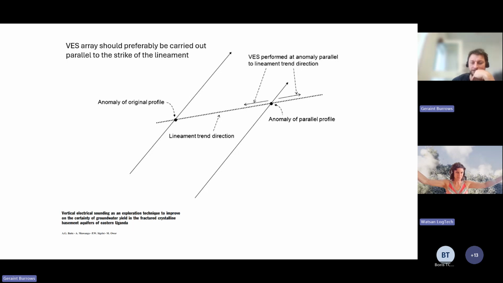Yeah, sort of, exactly. And it's recommended that you would expand your electrodes out along that line, in parallel to the strike of the lineament. Okay, thank you.